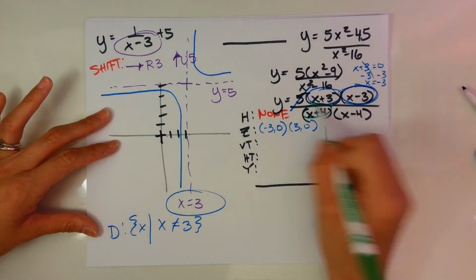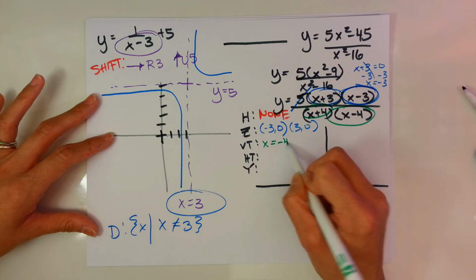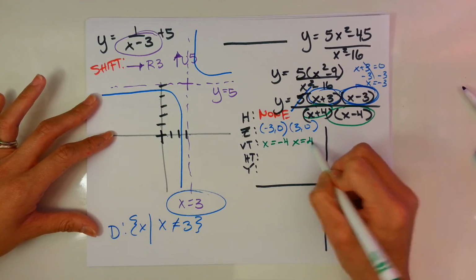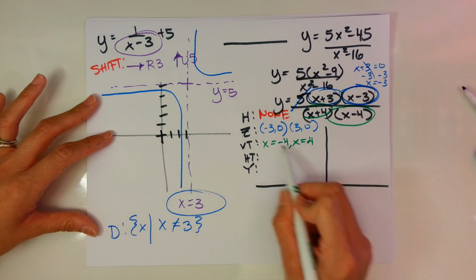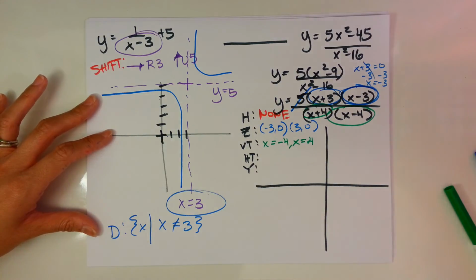Now, my v-totes come from the bottom, which means I'm going to have a v-tote at x equals negative 4 and at 4. Notice how these are actually equations of lines, so I don't want them as coordinates.